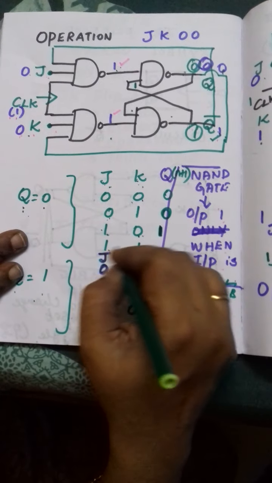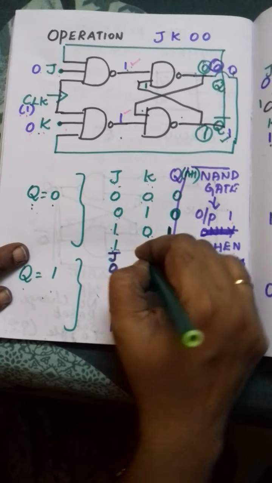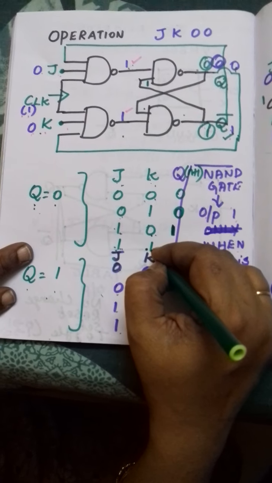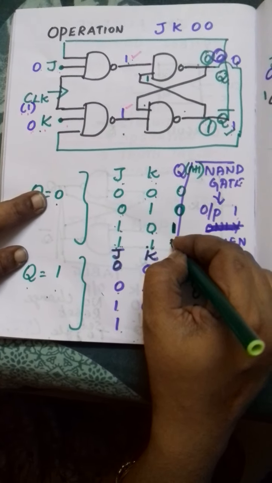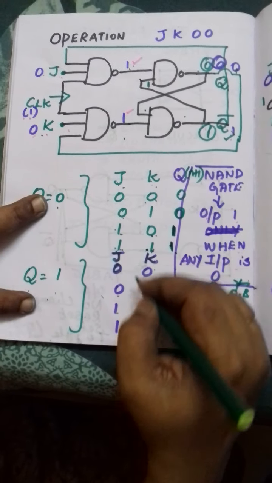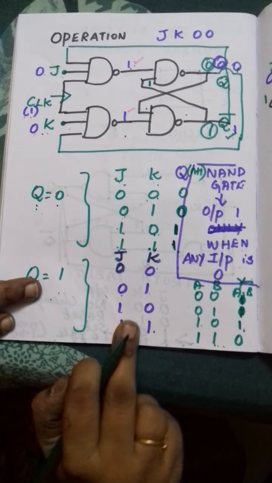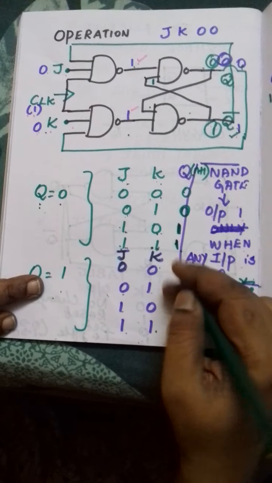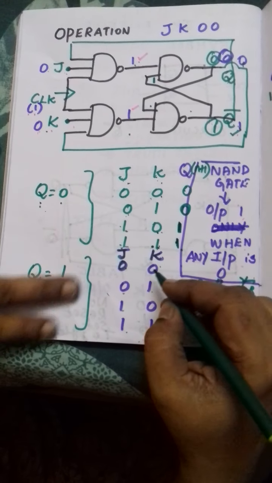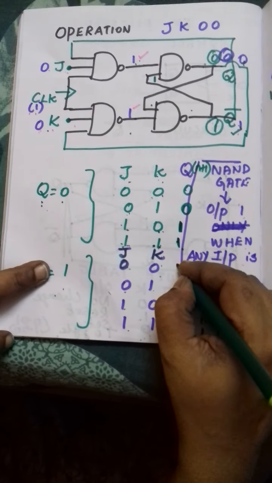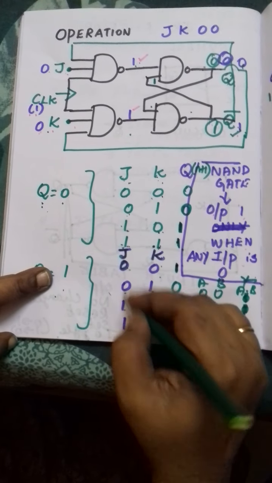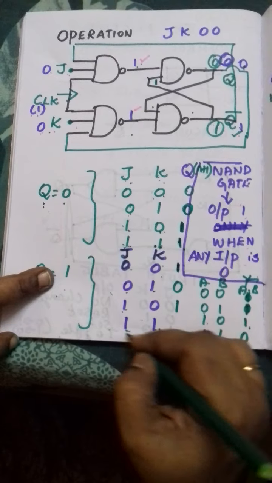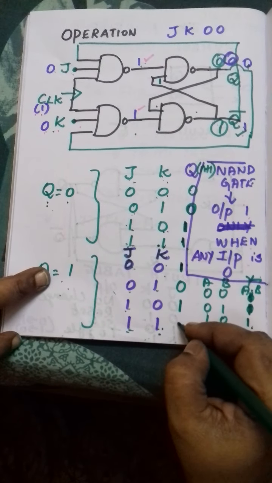Similarly, you can do the operation and check it out. When 1, 1, it will work as a toggle state. Toggle state in the sense, if previous input is 0, the output will be 1. So 0 will be changed to 1. Similarly, if you work out for all these conditions, you will get output and you can explain the operation. So 0, 0, no change. K is 1, reset. When J is 1, set. When 1, 1, toggle state. So 1 will be changed into 0.